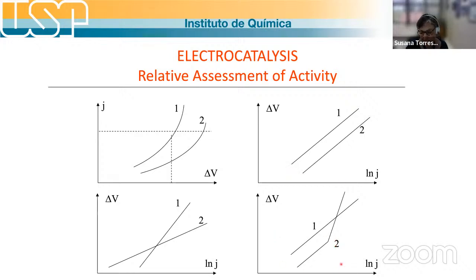We also have this case where, at low potentials, we have a situation that is similar to this, and at high potential we have a situation that is completely different. At high potential we can see that 2 is much better than electrocatalyst 1. So the relative assessment of activity, you cannot do with only one point. We have to have a whole picture of the situation.